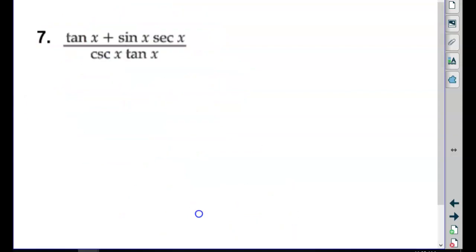Ooh, I'm scared. Can I cancel the tangent? Unfortunately, no, because the top has glue, right? That plus sign is gluing things together up there. I honestly don't know the best way to start this one. I'm thinking maybe sines and cosines, and we'll see what happens. What is tangent?